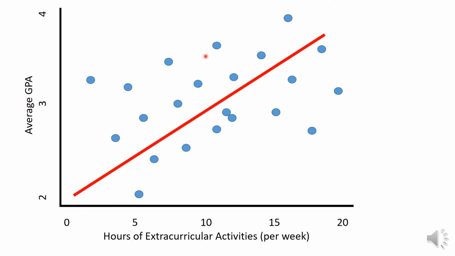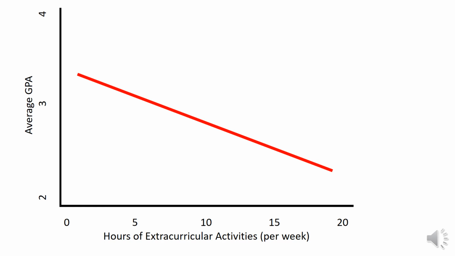But when we look at all of the students as a whole, we can see that those who have more hours of extracurricular activities tend to have a higher average GPA, and it can be pretty decently described by just this line right here. All right, so in that case, we would have a positive linear relationship. All right, we can also have a negative linear relationship.